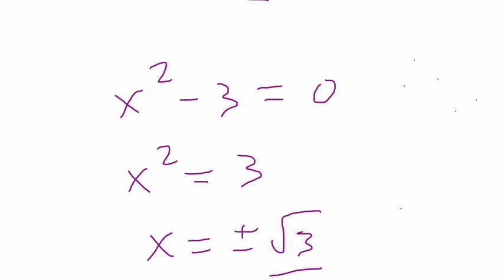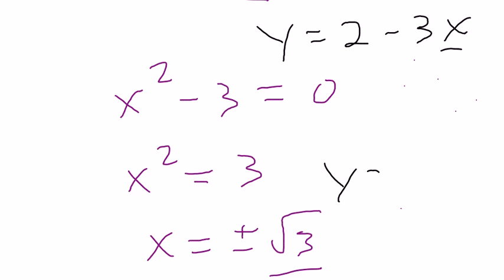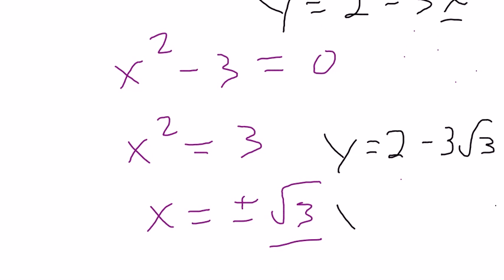The next one, so what was that equation? It was y equals 2 minus 3x. Okay, so now we're going to substitute both a positive square root of 3 into here and a negative square root of 3. Okay, so for the positive one, it'd be y equals 2 minus 3 square roots of 3. And for the negative one, it'd be y equals 2 plus 3 square roots of 3. So these are our three answers.